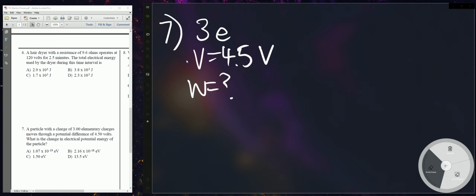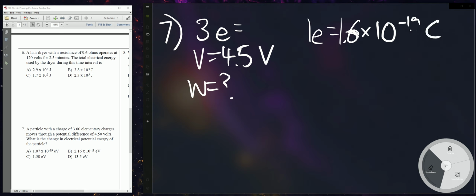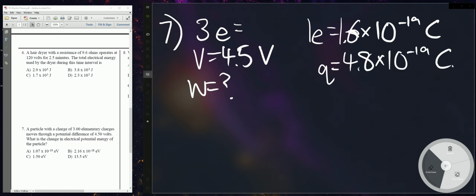Now, this is a very difficult question. You have to make a lot of connections here. So let me walk you through. Let's first convert this elementary charge into an actual charge. We know that one elementary charge is 1.6 times 10 to the negative 19 coulombs. So 3 of these gives you 3 times 1.6, which is 4.8. Your total charge here is 4.8 times 10 to the negative 19 coulombs.